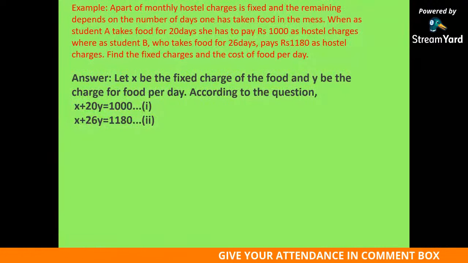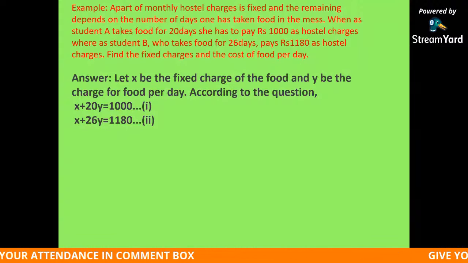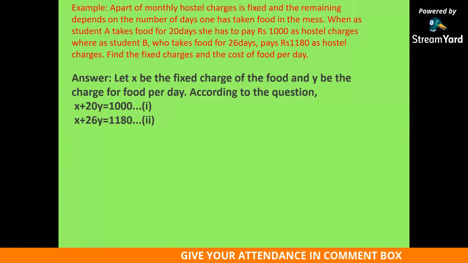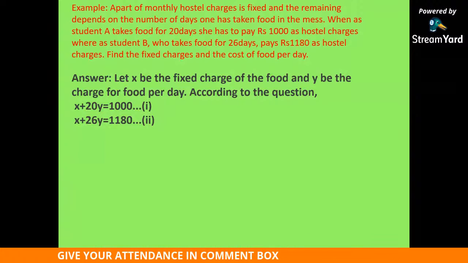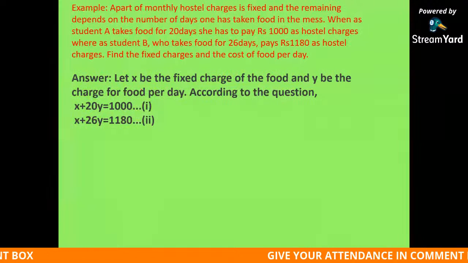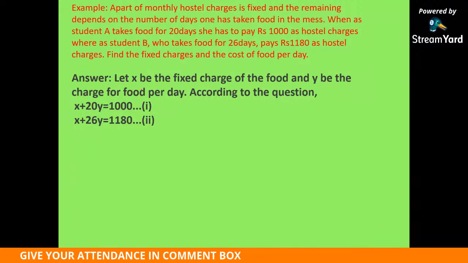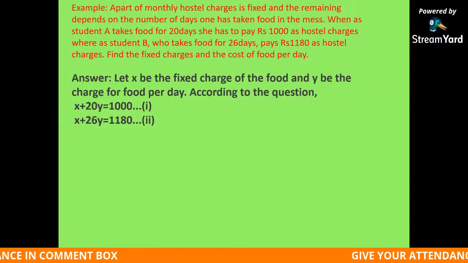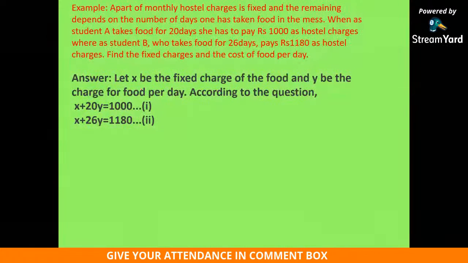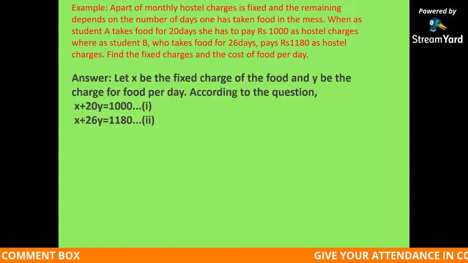In the question, they have given the charges paid by two students, student A and student B, whereas student A is paying for 20 days and student B is paying for 26 days, right? Then how are you going to do the consideration? You have two unknowns here, fixed charge as well as cost of food per day, right? Here you have to do the assumption: let x be the fixed charge of the food and y be the charge for food per day.